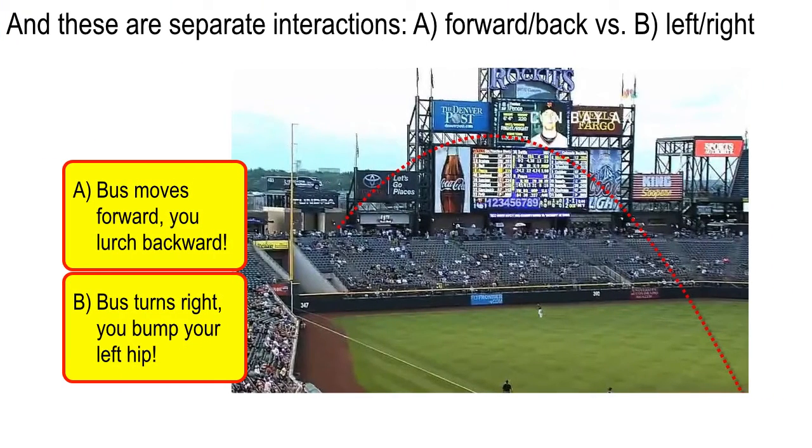Now, here's something I want to emphasize: there are separate interactions. The forward-back can be different from the left and right. They can happen independently, and it's possible they can happen at the same time. So as you go into a turn to the left, you might feel a rightward bump on your hip, and if he's accelerating and getting faster as he goes through the turn, you'll also feel some backward pull. It'll feel like you're getting pulled backwards. So you can have both of these happening.